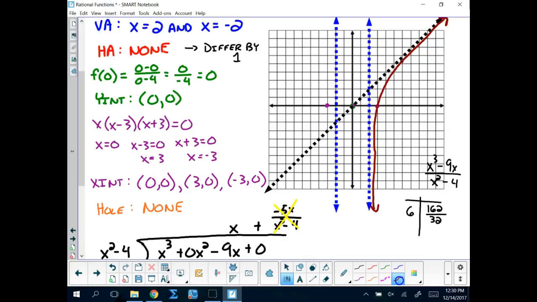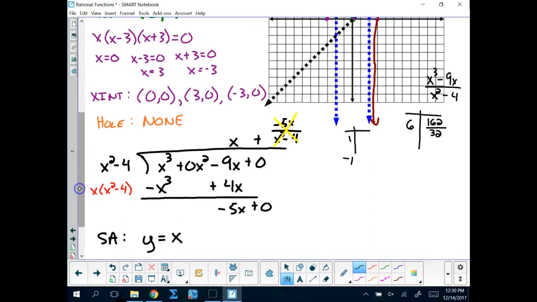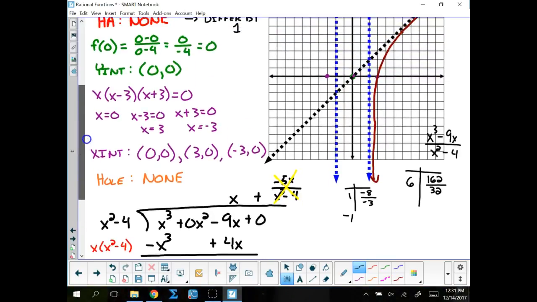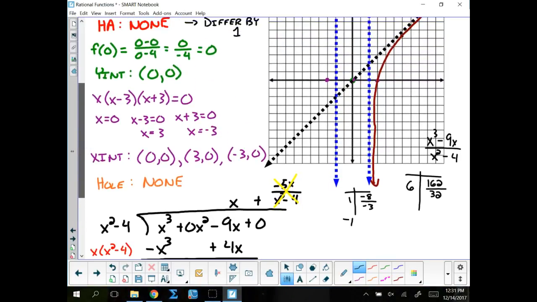Okay. Let's go with zone 1, or zone 2, I should say. We'll go with positive 1 and negative 1. If I put positive 1 into my function, I get 1 minus 9, which is negative 8, over 1 minus 4, which is negative 3. So that then would give me positive 8/3, which is 2 2/3.